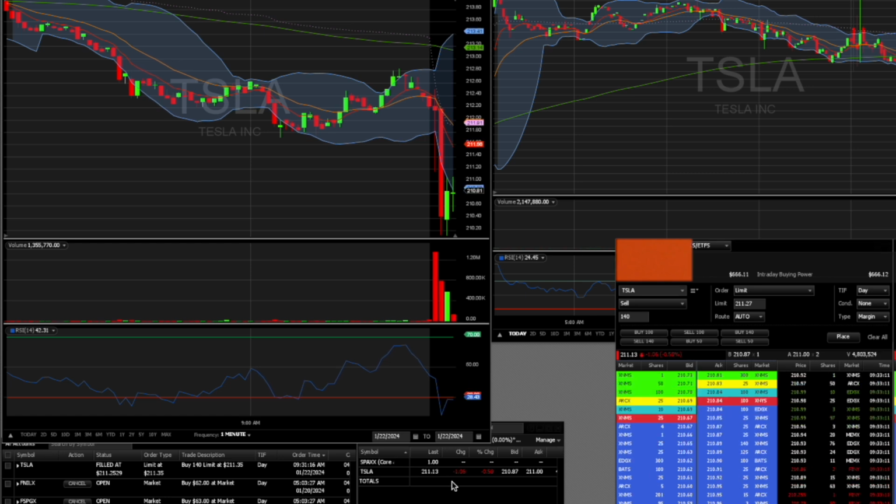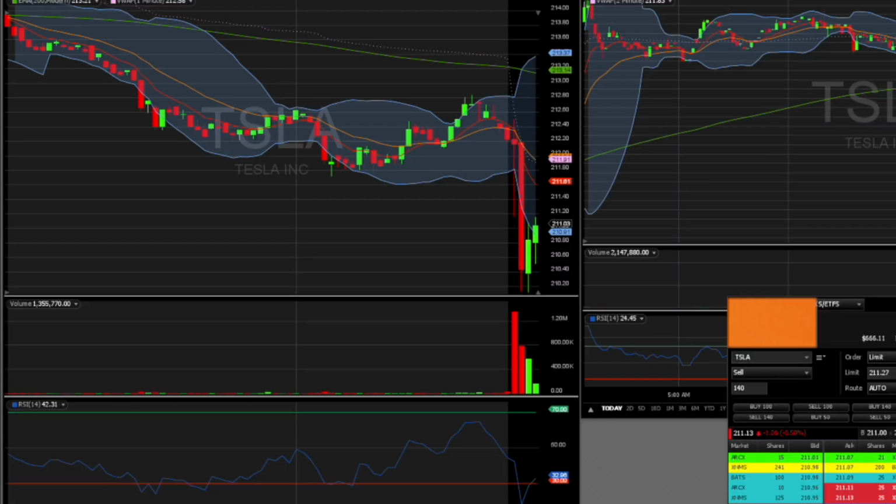As you can see the P&L on the bottom of Tesla. Very clear. Hold on. I didn't realize. Right, give me a second. I don't know why it's not showing.